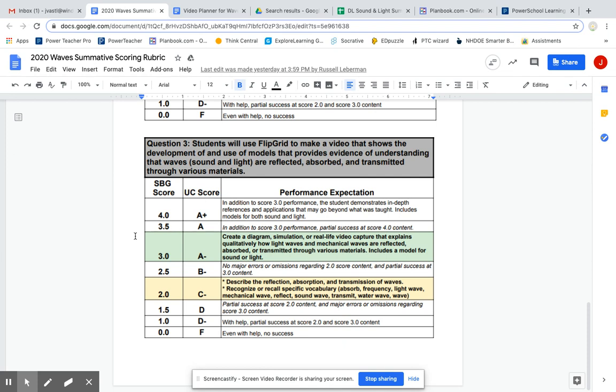That level 2 is you can describe the reflection, absorption, and transmission of waves, and you recognize or recall specific vocabulary like absorb, frequency, light wave, etc. Okay? That level 4, maybe you're showing me models for both sound and light. Okay? Or you're going above and beyond and giving me a real world example. Okay? So that level 4 would be doing that little extra piece.